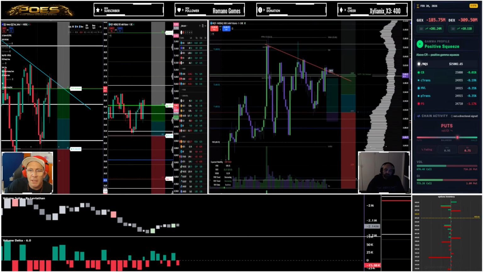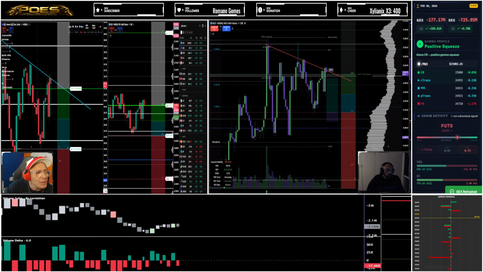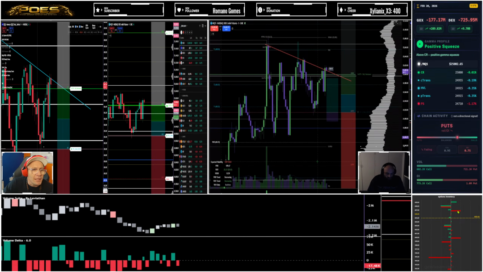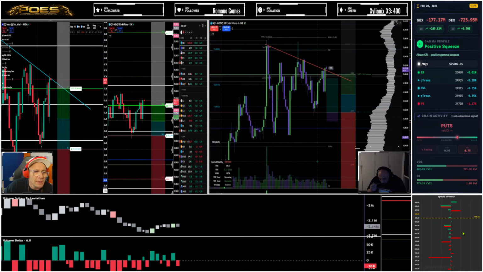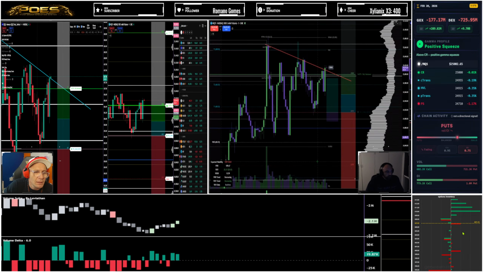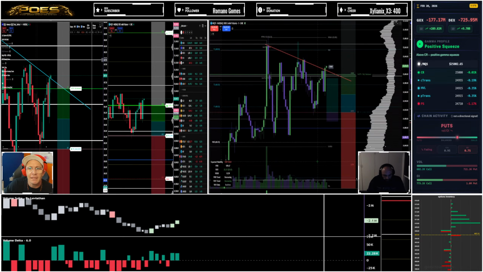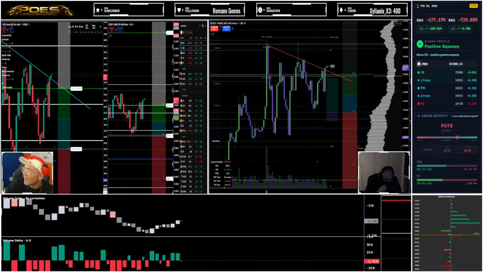Little rejection at 607. What's it looking like on the GEX stream? 607, big resistance, either side at least. Dealers are hedging heavily up to 610. Breakdown of that little thing.